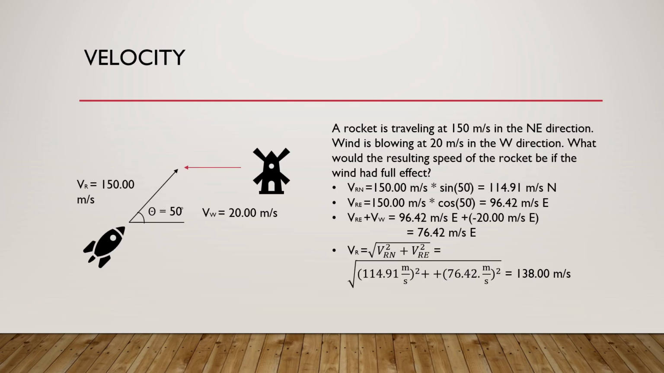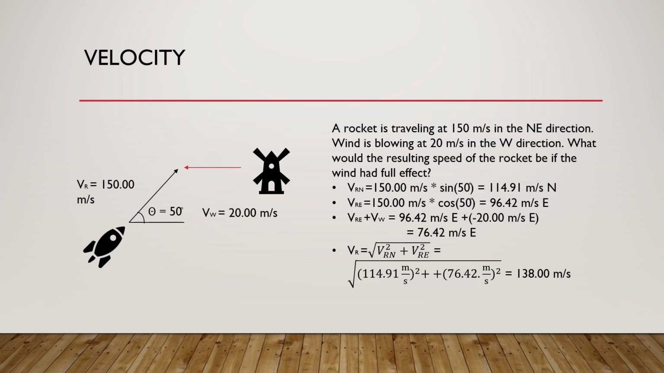a vector. The first vector learned about in physics is velocity. In a real-life situation, wind would not have a serious effect on the rocket traveling into space, but this is a very common, simple question that is asked in general physics courses. A rocket is traveling at 150 meters per second in the northeast direction. Wind is blowing at 20 meters per second in the west direction. What would the resulting speed of the rocket be if the wind had full effect?